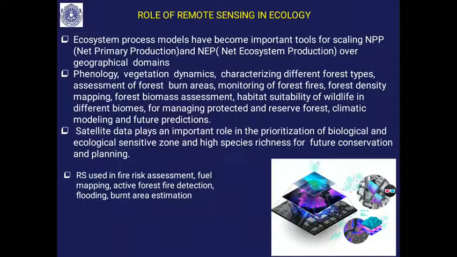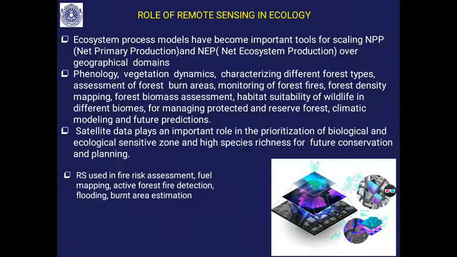Satellite data plays an important role in the prioritization of biologically and ecologically sensitive zones and high species richness for future conservation and planning. All this makes remote sensing technology very useful for conservation strategies. One can decide what type of conservation strategies to employ or adopt in a particular geographical area by seeing the image. This is the use of remote sensing technology.